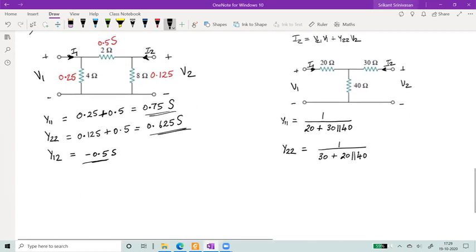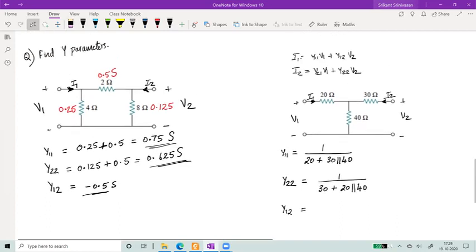And then if I want to do Y12, then what would that be? Y12 requires that I should set V1 equal to 0. So short the input side and find out what is the value of I1 over V2.